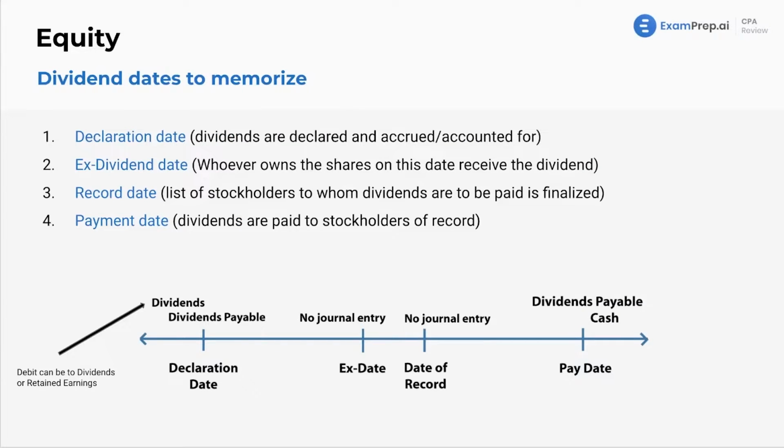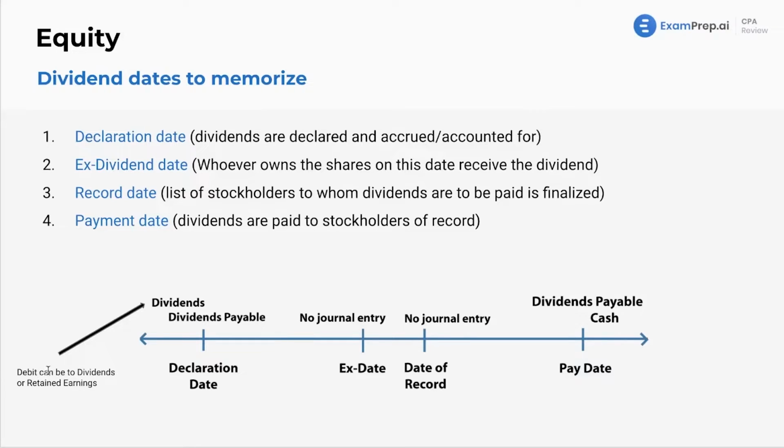All right, so dividend dates to memorize. This is the dividend process. So we've got the declaration date. This is important because dividends are declared and accrued, they're accounted for. This is when they become official, they're on the books, that we are going to owe money to the shareholders. And there are going to be journal entries in each case. So the declaration date, we debit dividends and credit dividends payable.